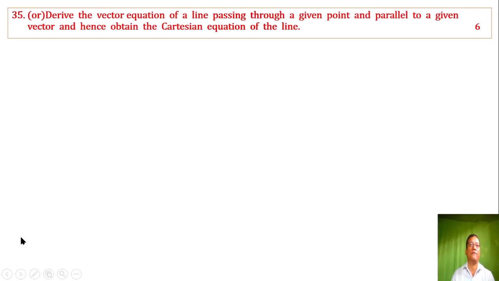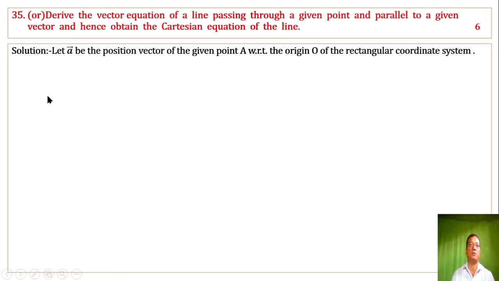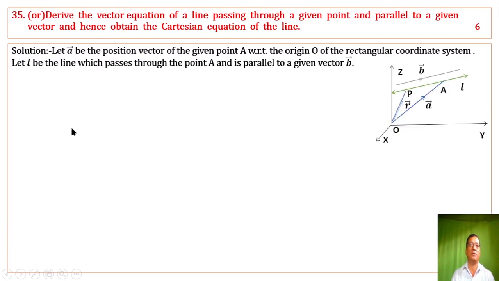Question number 35. Derive the vector equation of a line passing through a given point and parallel to a given vector and hence obtain the Cartesian equation of the line. 6 marks. Let a vector be the position vector of the given point A with respect to the origin O of the rectangular coordinate system, as in this picture. Let L be the line which passes through the point A and is parallel to the given vector b. Let r vector be the position vector of an arbitrary point P on the line.